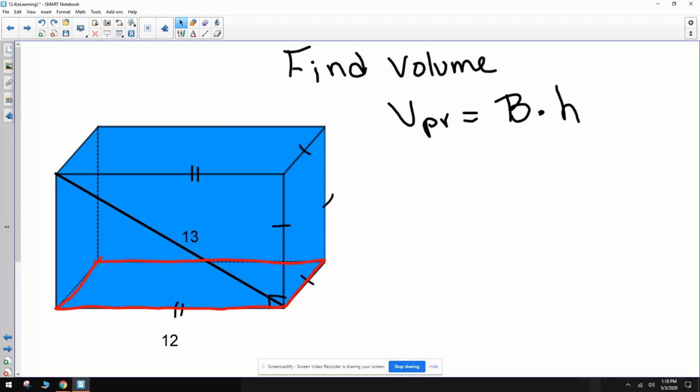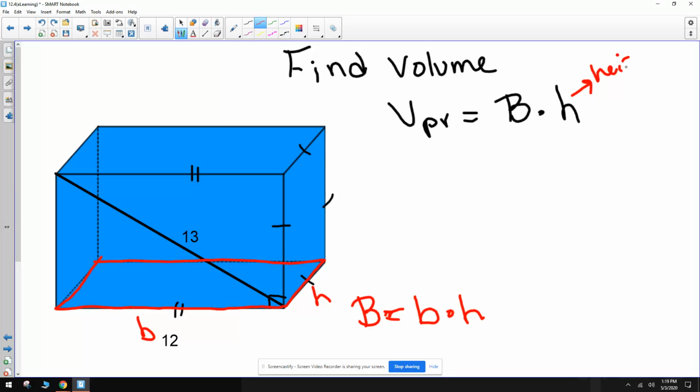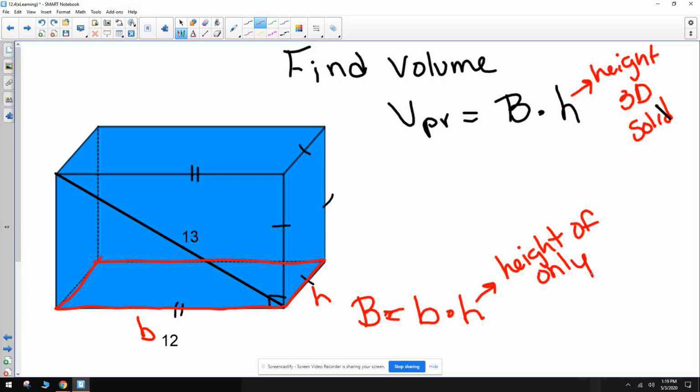And to find the base, since it's a rectangle, the area of the base is going to be equal to base times height. So this is my base, and this is going to be my height because we're just focusing on the base alone. We're not focusing on the solid. Remember, this height is the height of the 3D shape, the 3D solid, and this height is the height of only the base. I know it gets confusing, but just remember what part you're doing, and that'll help. Since I'm focusing on the area of the base, that H is just for the base.